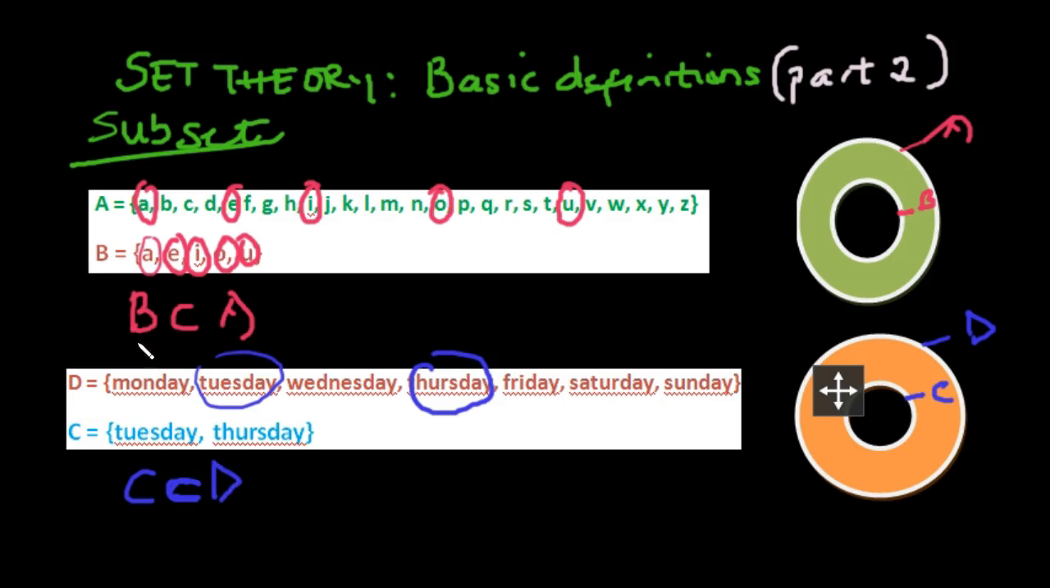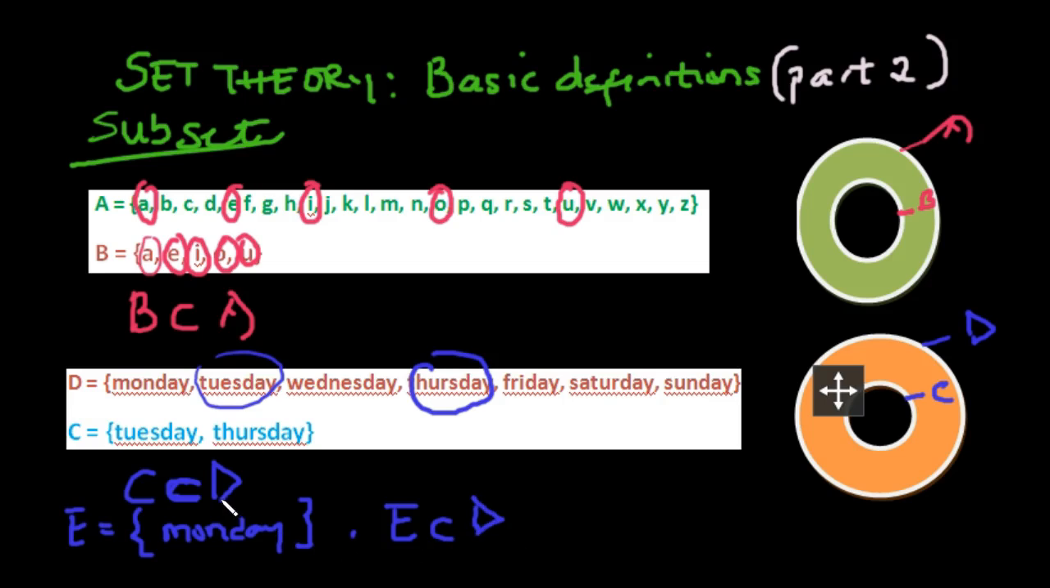Remember that I said we write a set in capital letter and the element of a set in small letter. Now if there is another set here, let's say set E, and it contains days of the week that start with M, that will only be Monday. E is also a subset of the set D.